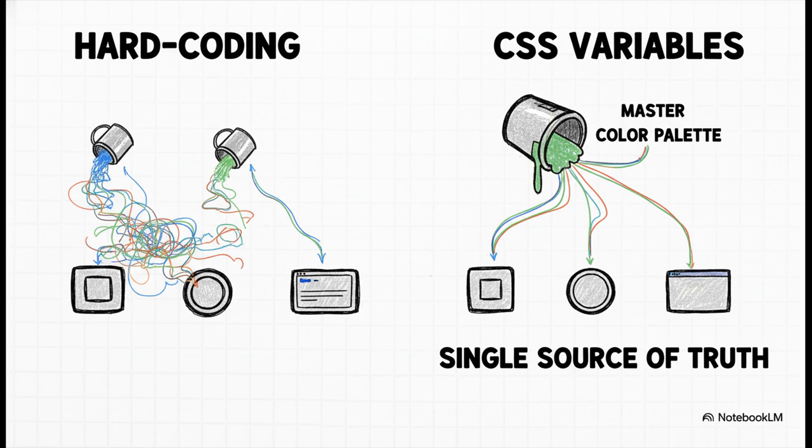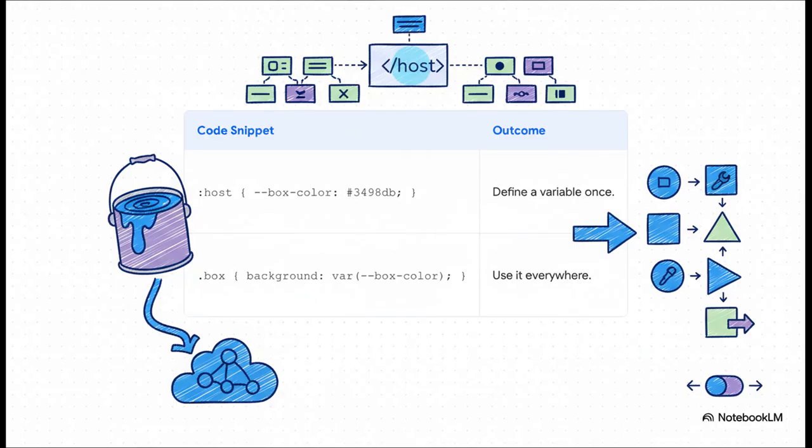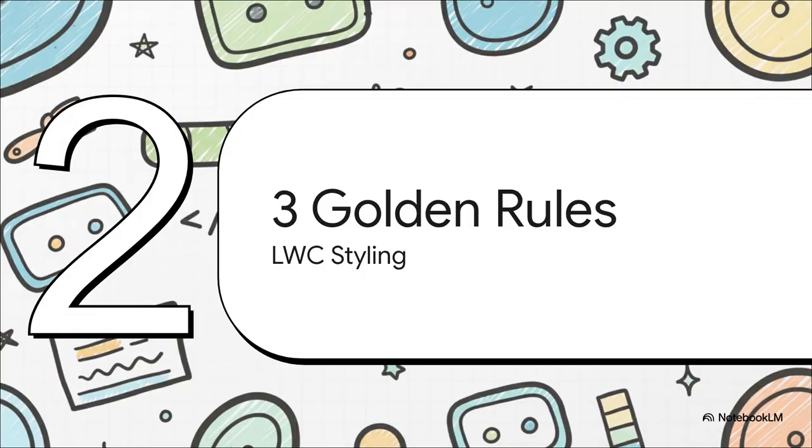Now, let's talk about that second tricky topic: theming. If you're still hard-coding hex color codes all over your CSS style sheets, you're just creating a future headache for yourself. The modern, much, much smarter way to do it is with CSS variables. Here's the magic behind it. You use the special :host selector, which points to the root of your component, and you define a variable. Here we're calling it --boxcolor. Then, anywhere else in your CSS, you can just use that variable with the var function. Now, if the theme color ever changes, you only have to update it in one spot. It is so powerful.